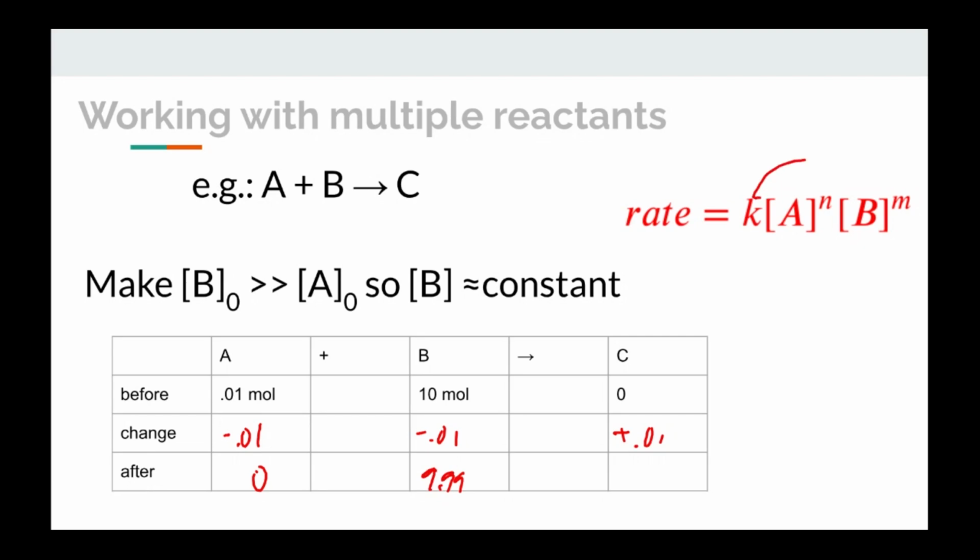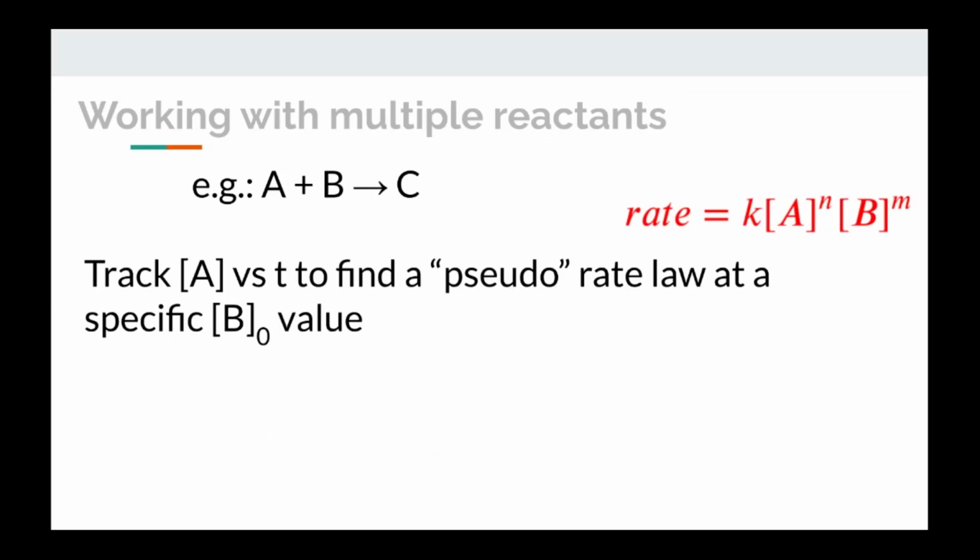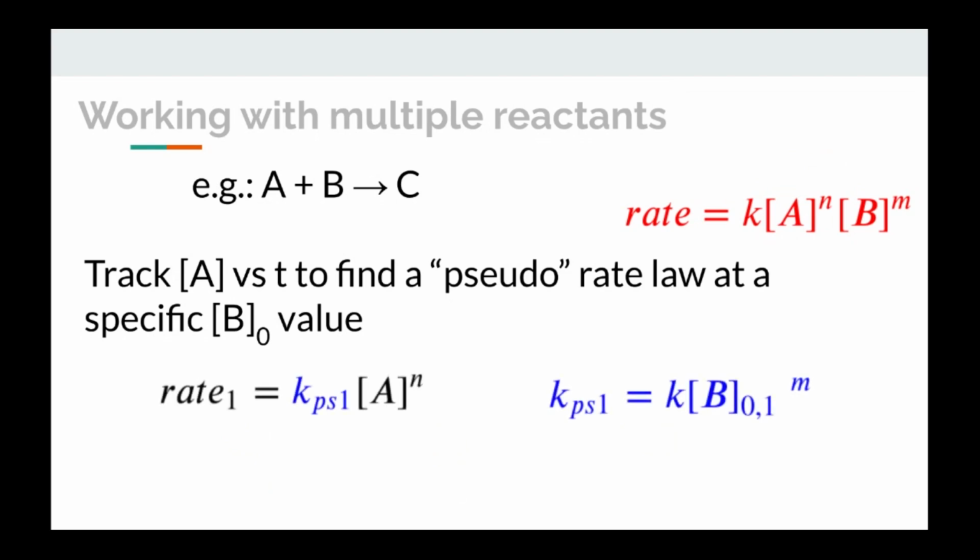So we can take these two constants and put them together and just make them a constant for that run. What we'll do then is track the concentration of A and use that to find what we call a pseudo rate law for a specific starting B concentration. So the rate is equal to this pseudo rate constant, Kps, times the concentration of A raised to the N power. So we'll find the order in A, and then we'll have this pseudo rate constant that we can get. It'll be the slope of the line or the negative of the slope of the line.